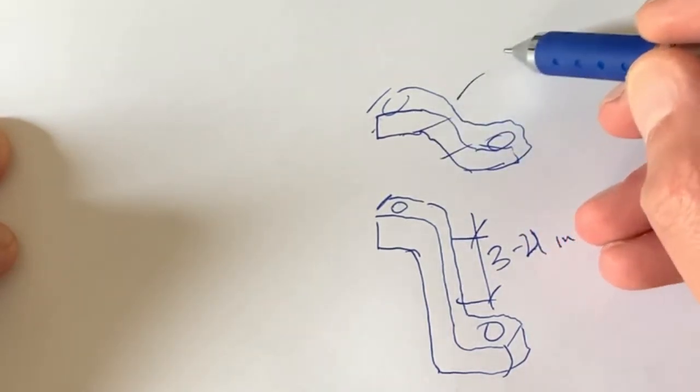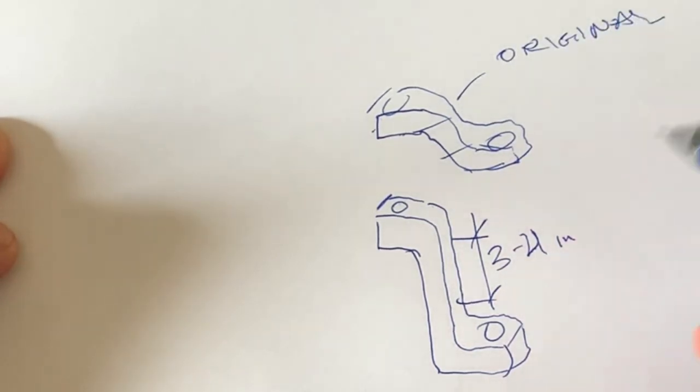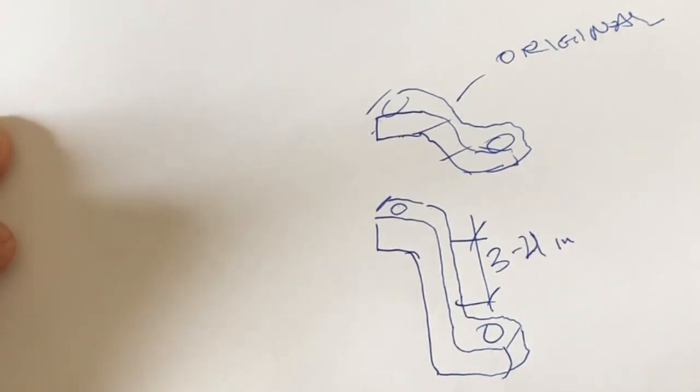This is the original, and this is the extended version. Now that's easy, right? You just go out and buy an extended pitman arm for your lifted vehicle.